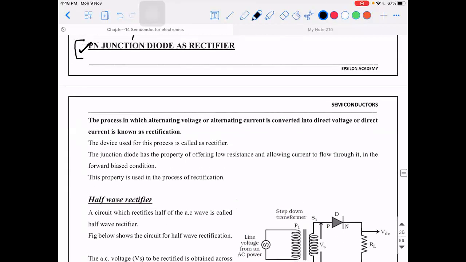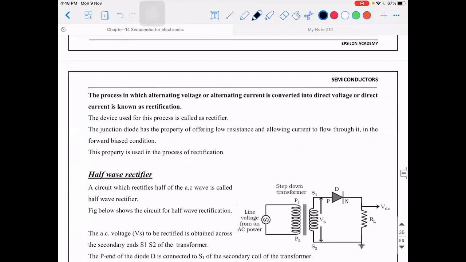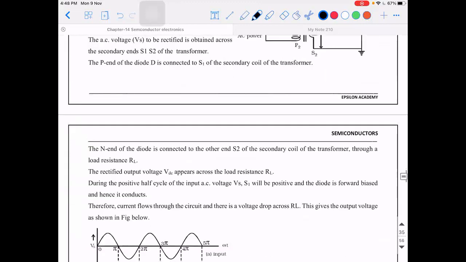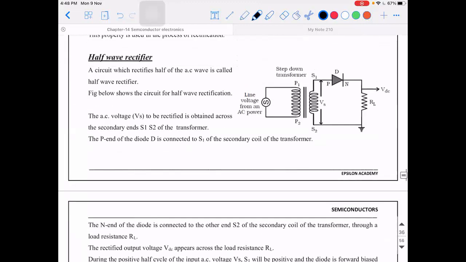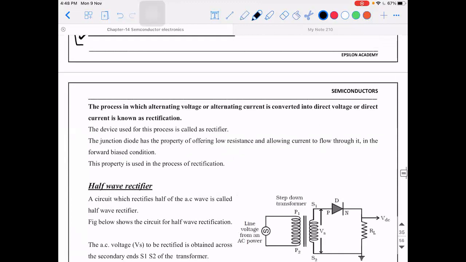Okay, so I'll share the sheet. You can study from there. If possible, I'll suggest you guys read this PN junction diode as rectifier also and come, so that it is easy to understand. Okay, so just give me a minute. Don't log off.